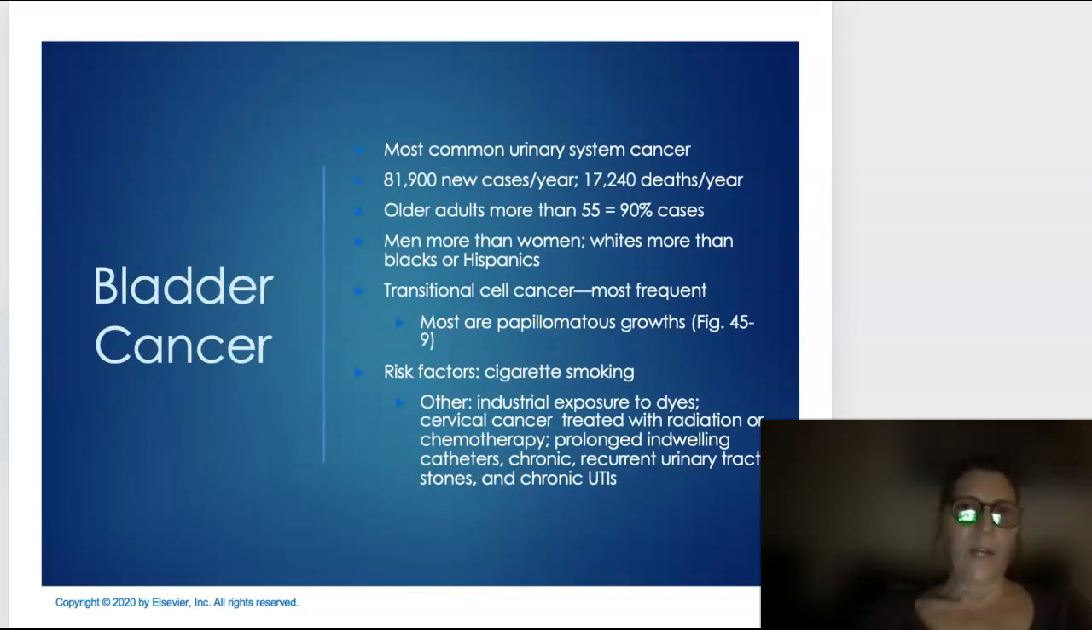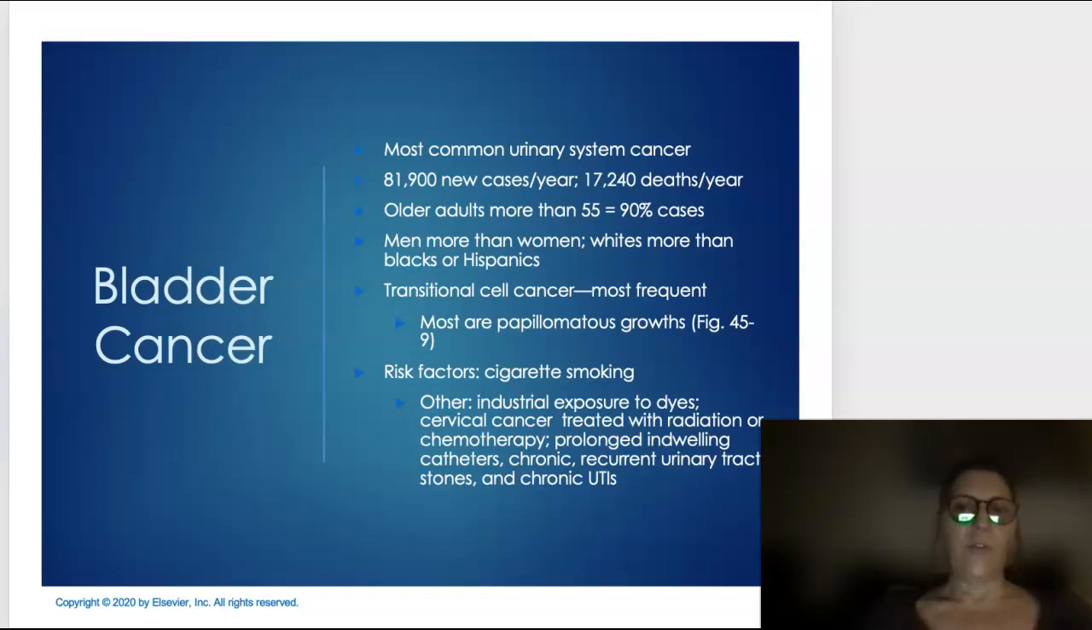It is bladder cancer. It is the most common urinary system cancer. 81,000 new cases a year, 17,000 deaths. More older adults, older than 55, account for 90% of the cases. Men more than women, whites more than blacks or Hispanics. So transitional cell cancer is the most common. Most are papillomatous growths. The risk factor is cigarette smoking.